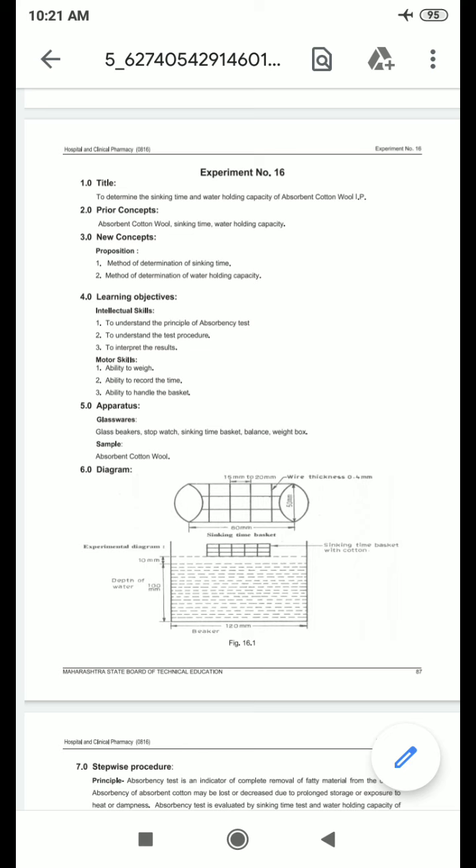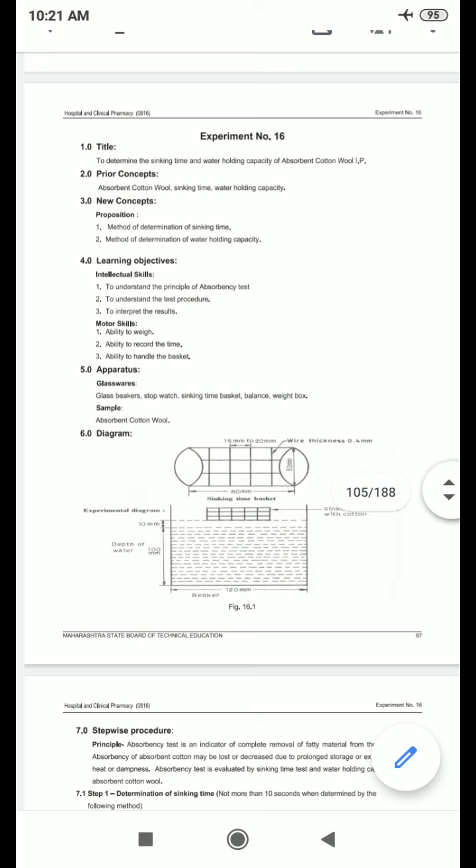Okay, then sinking time and water holding capacity. The new prior concepts are the proposition, the method of determination of sinking time, and the method of determination of water holding capacity. The theory part we will explain in the next practical.